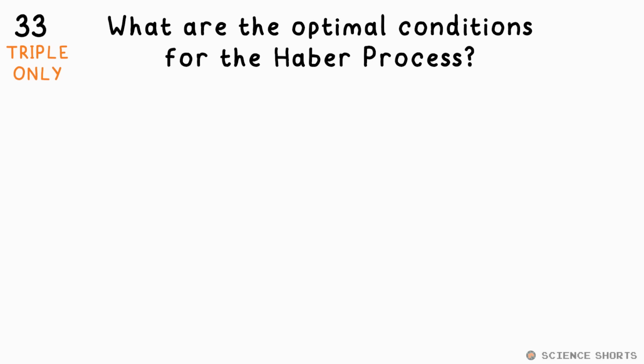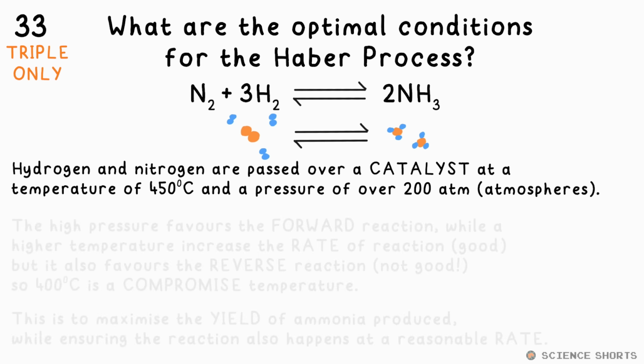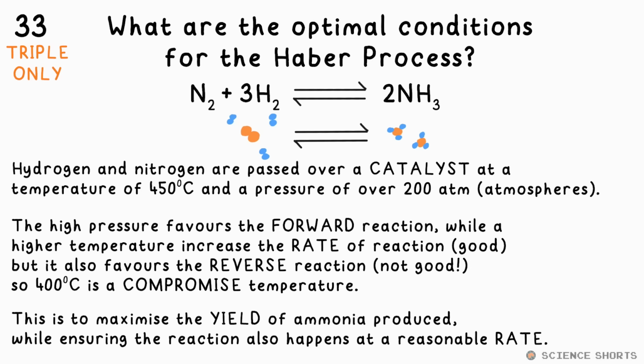What are the optimal conditions for making ammonia using the Haber process, and why are these chosen? We use a catalyst, a temperature of 450 degrees C and a pressure of around 200 atmospheres. A high temperature increases the rate of reaction, but it favours the reverse reaction, which is endothermic, so it can't be too high. Using a high pressure though favours the forward reaction, as there are fewer moles on the right.